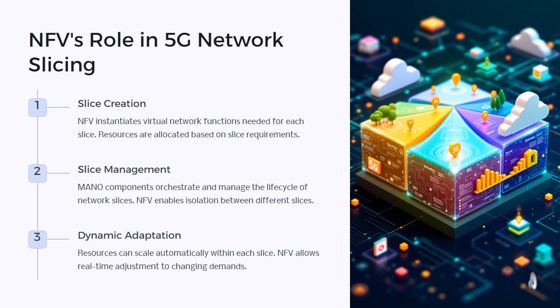such as IoT devices, high-speed streaming, or critical communications. Slice management: components orchestrate and manage these slices, ensuring proper allocation of resources. Dynamic adaptation: NFV allows network slices to scale automatically, adapting to changing demands in real time. For example, in a smart city, NFV could help create one network slice for low-power IoT sensors and another slice for high-speed emergency communications, ensuring both work efficiently without interfering with each other.